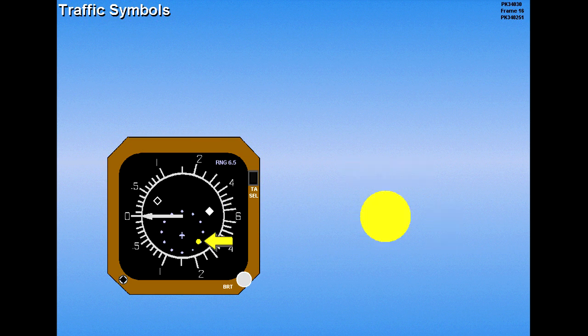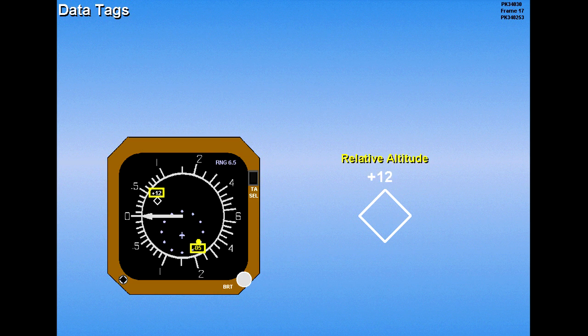A solid yellow circle identifies traffic causing a traffic alert. When a solid yellow circle is displayed, an oral alert is sounded. "Traffic, traffic." Data tags are attached to each symbol to display relative altitude of the traffic when available. The relative altitude is presented as a 2-digit number indicating hundreds of feet. A plus or minus sign and placement of the information indicate if the traffic is above or below.